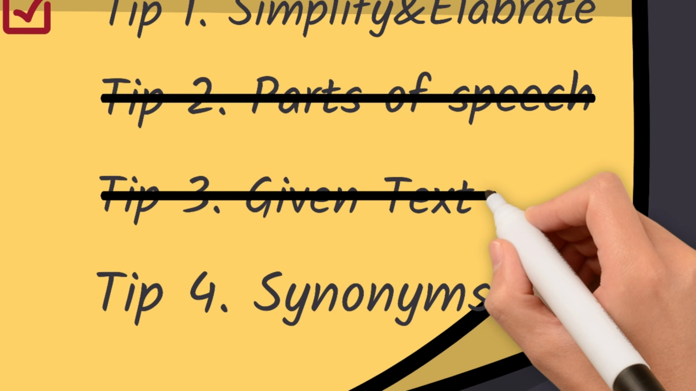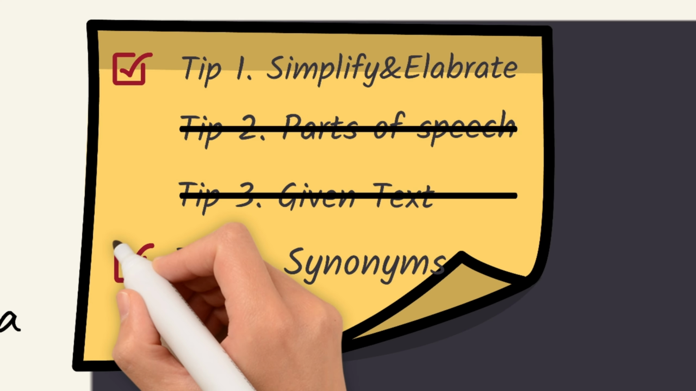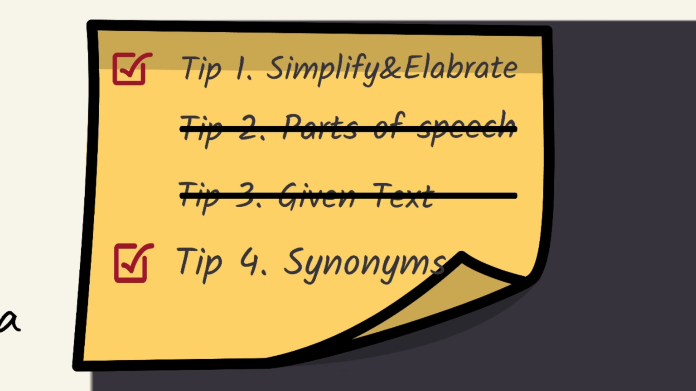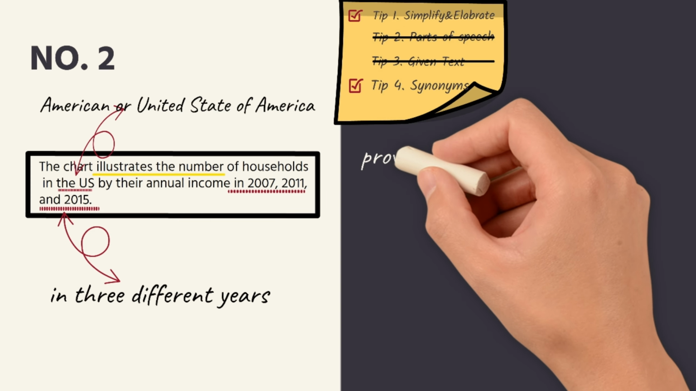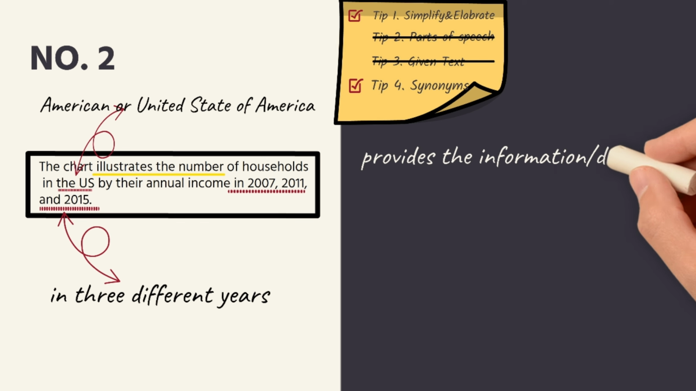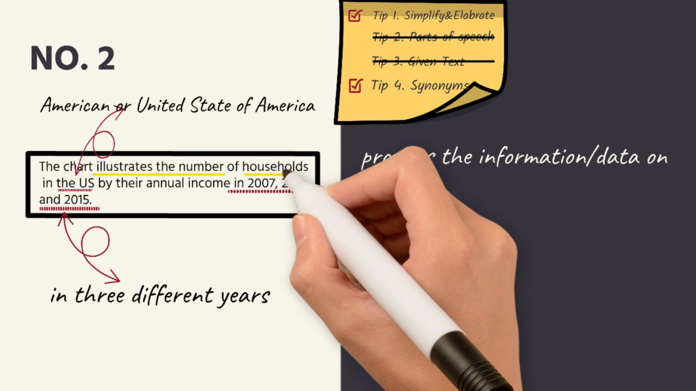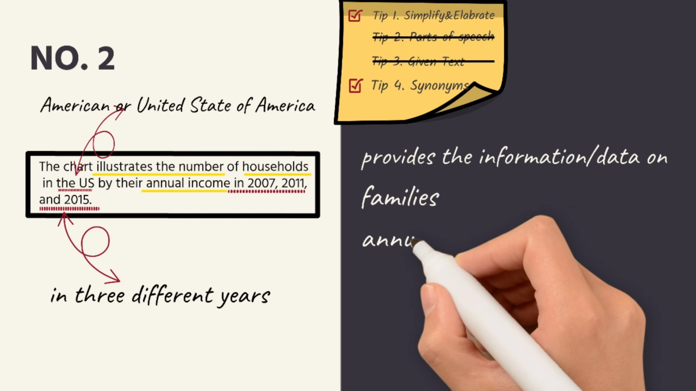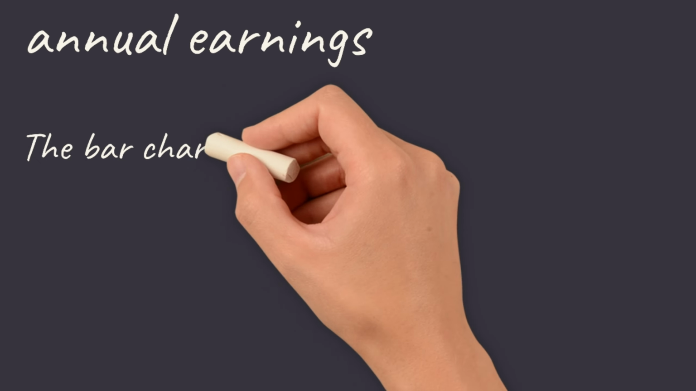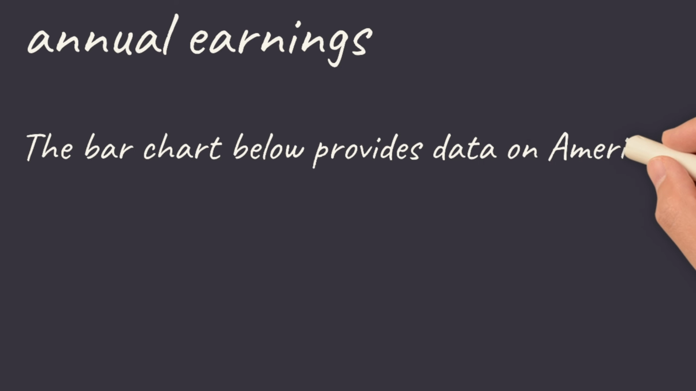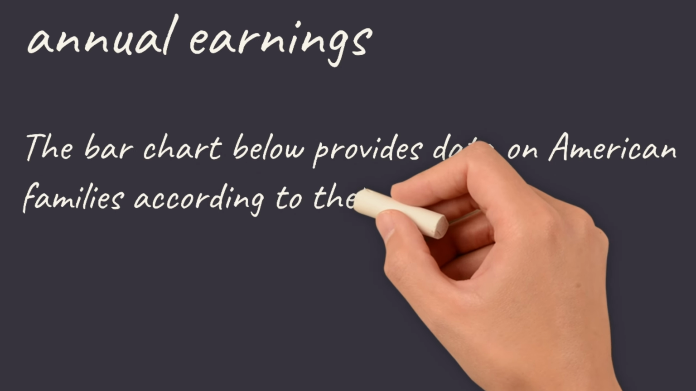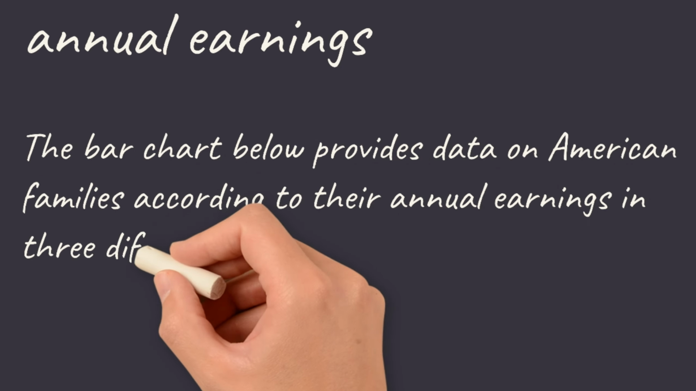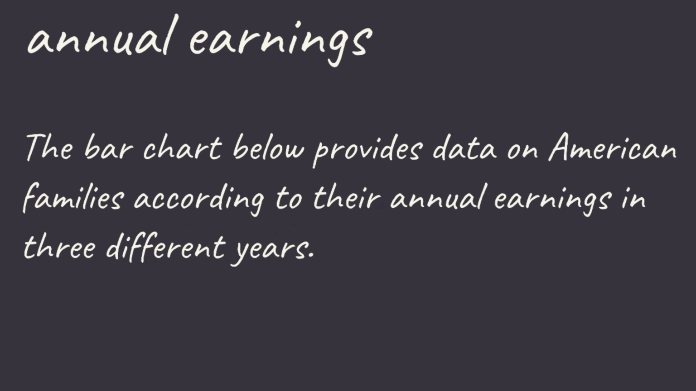Just skip it. Try tip 4, synonyms. Change illustrate the number to provide the information data on. Replace households with families. Turn annual income to annual earnings. Then, the revised sentence could be, the bar chart below provides data on American families according to their annual earnings in 3 different years.